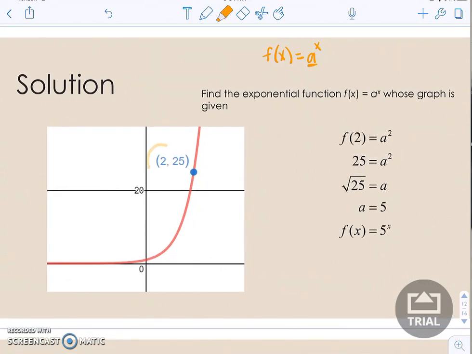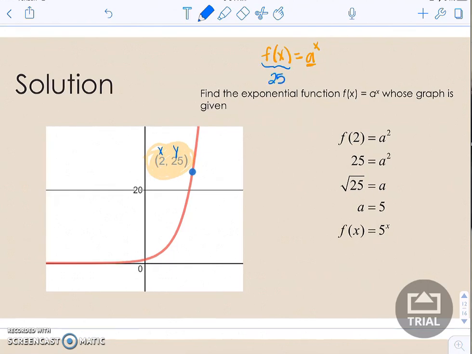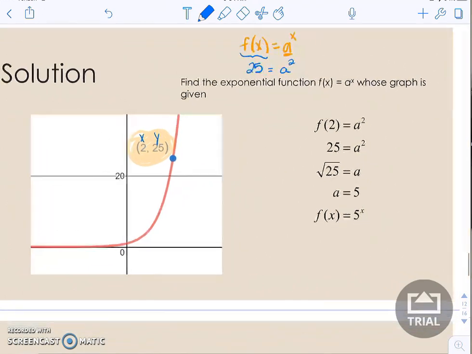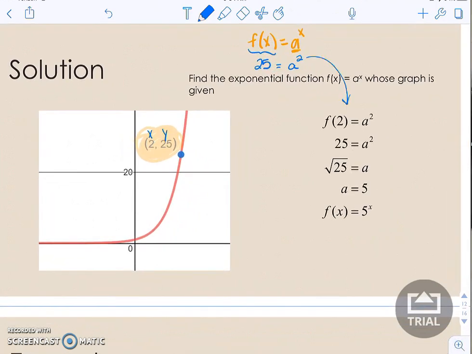Well, if we have the point (2, 25) as we do over here, that just represents an x and a y value, right? This is my x and this is my y. And we know that f of x is another way of saying y, so I could just replace that with 25. Then I need to figure out what a is, but I know that x is equal to 2. So this is what I have written over here. I'm going to evaluate when x is 2, and I'm going to plug that in here. And now you see that we're right here. a squared is equal to 25.